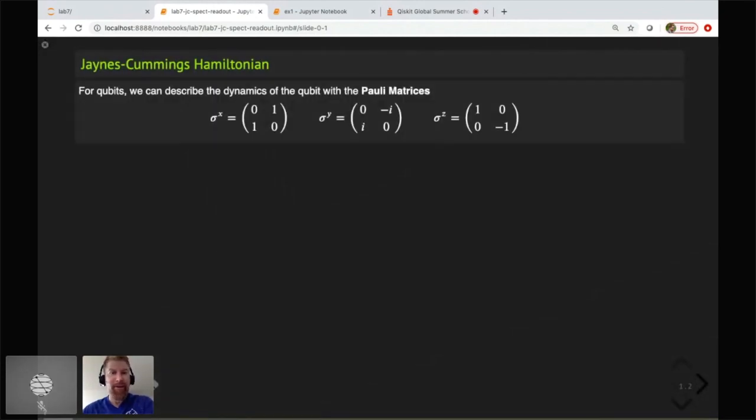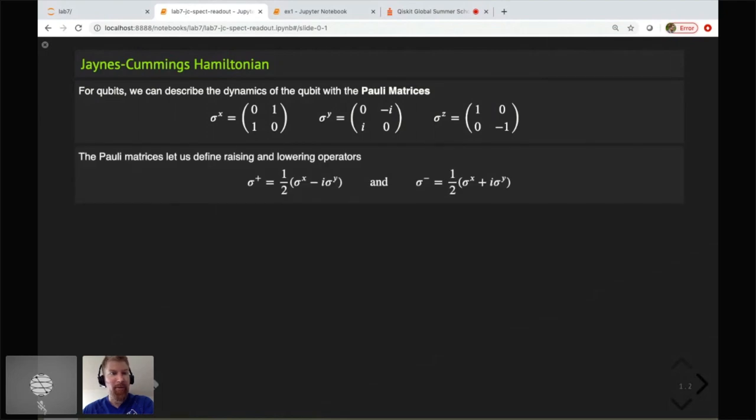So what we're going to do today is explore something called the Jaynes-Cummings Hamiltonian. This is one of our favorite Hamiltonians because it's kind of the simplest case of a non-trivial system that we can explore and study. We're going to go back to treating the transmon as a qubit so that we can again use the Pauli matrices and simplify our calculations for pedagogical reasons.